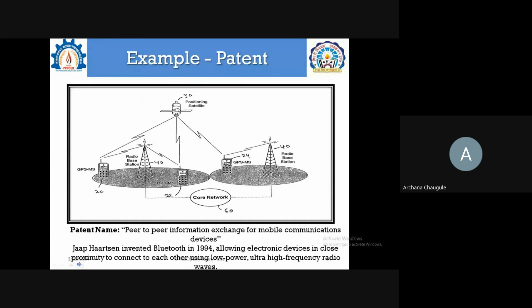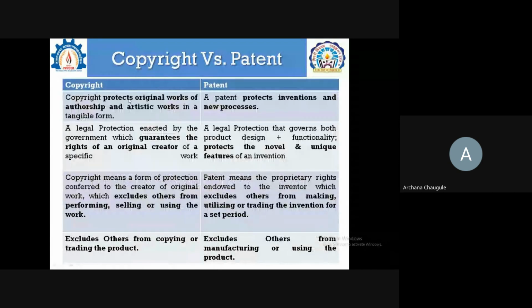So this is an example of a patent. The patent name is Peer-to-Peer Information Exchange for Mobile Communication Devices. This is the Bluetooth patent, invented in 1994. Now, what is the difference between copyright and a patent? Copyright protects original works of authors and artistic works in a tangible form. Patent protects inventions and new processes.